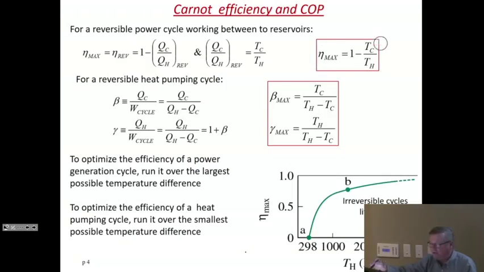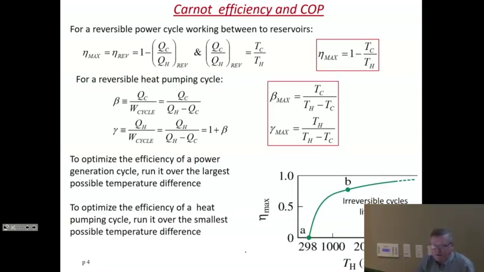This is a function that you must remember. It is the Carnot efficiency. It is the maximum possible efficiency of any thermodynamic cycle operating between a source at a temperature T hot and a source at a temperature T cold in absolute Kelvin. You must remember this. I will ask.